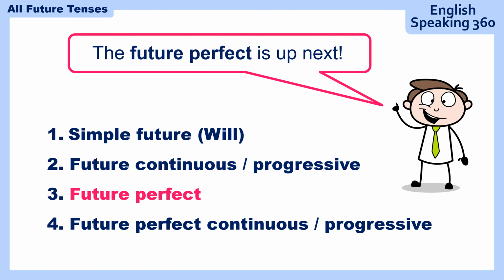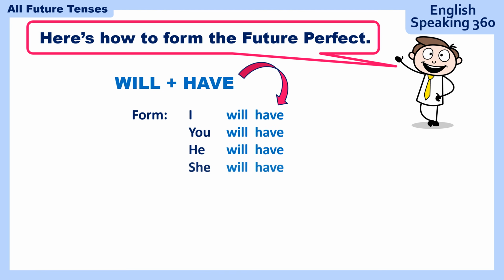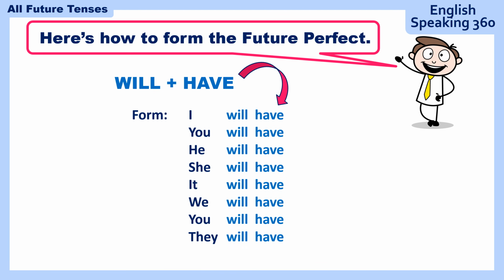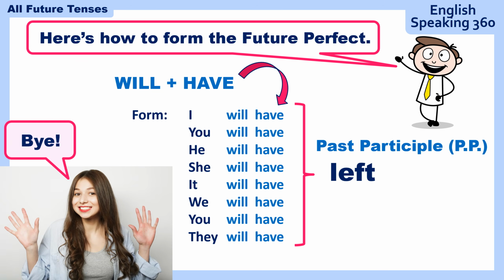The future perfect is up next. Here's how to form the future perfect, okay? So this one is a little bit more complicated, so you have to be careful. So we have will have for this one, plus the past participle, the PP. For example, left. Leave is the verb, and leave is an irregular verb. So you have leave, left, left. So the third one is the past participle.